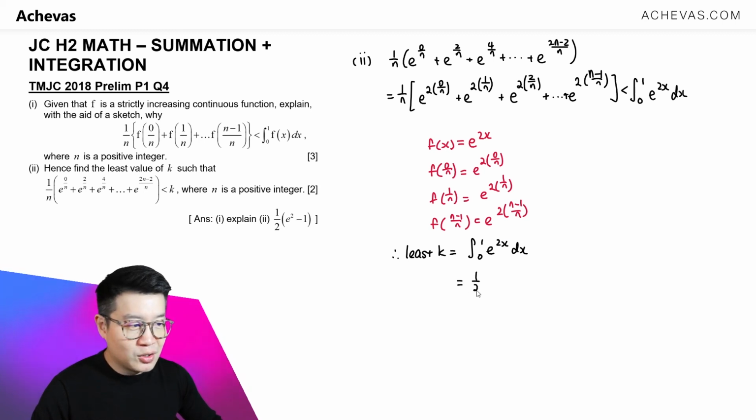Integrating this, it is going to be half e to the power of 2x from 0 to 1. So this will be half. Substituting 1 in, it will be e to the power of 2, minus substituting 0 in, it will be e to the power of 0, which is 1.